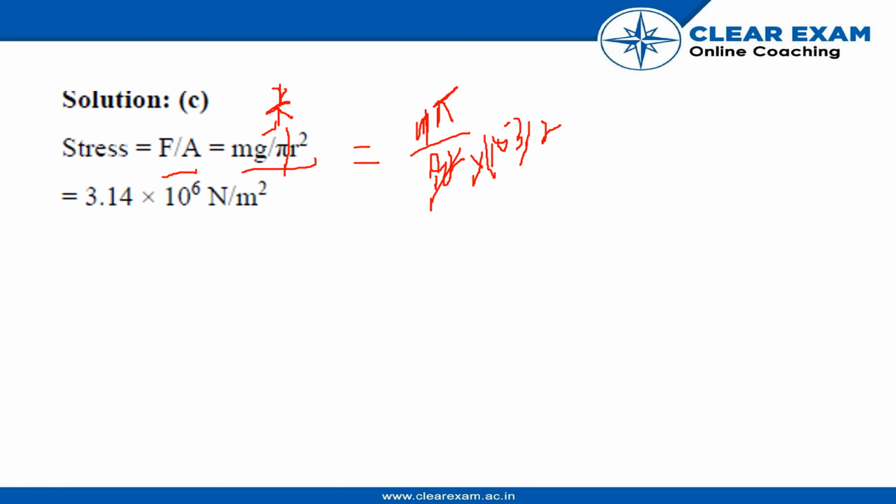So now the value of stress will be equal to pi into 10 raised to power 6, that is 3.14 into 10 raised to power 6 Newton per meter square. So this value of stress will be 3.14 into 10 raised to power 6 Newton per meter square.